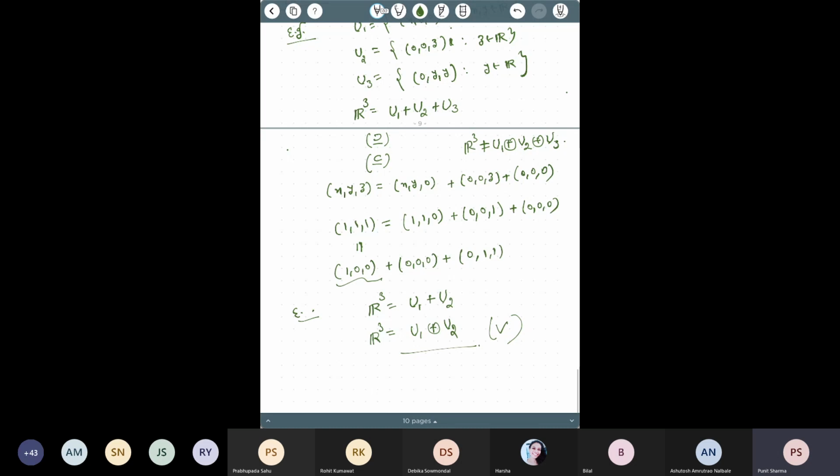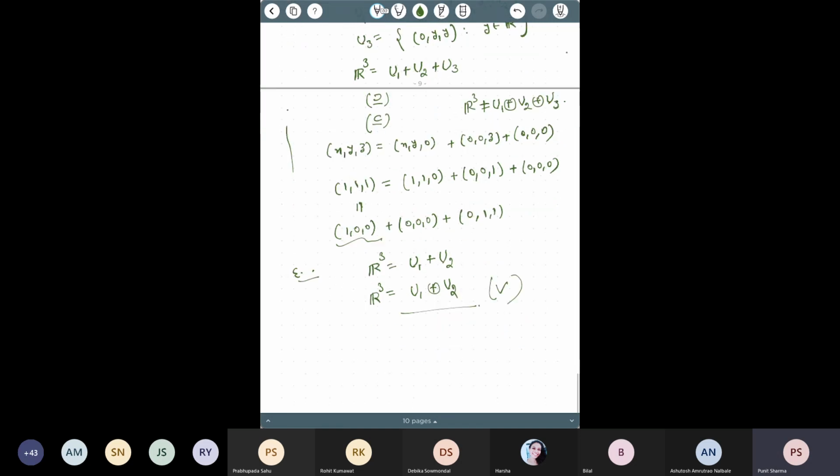But in the other case, if you want to prove that this is a direct sum, then using this definition would be difficult, because this definition says that every vector should be uniquely written as a sum of vectors from the subspaces. So you have to check for every vector. How many vectors are there? There are infinitely many. You cannot check for every vector. So you need a way to check whether a given vector space is a direct sum of given subspaces or not.